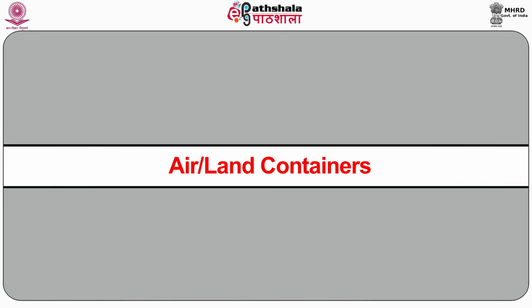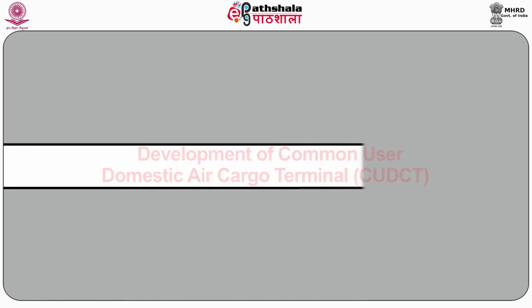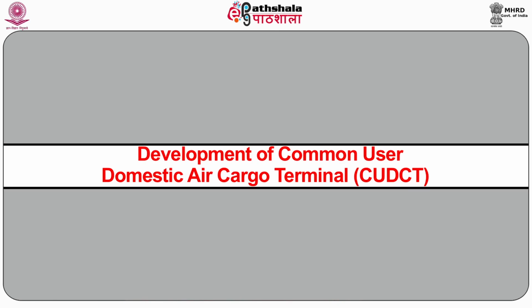Air or land containers. The beginning of the 747 class freighters has allowed an additional air dimension to the intermodal containers. The containers are of 20 to 40 feet, lightweight, and lead to land and air transportation without rehandling or reloading. Now I will discuss the development of common user domestic air cargo terminals, that is CUDCT.